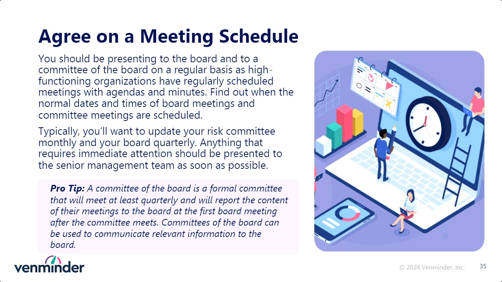So find out and define the normal dates and times of board meetings where you'll want to convey some of the third-party risk management reporting, and then maybe create a couple of slides or summaries on your internal program. But when you're meeting with your risk committees, you can do that on a more frequent basis. So it could be monthly or quarterly.